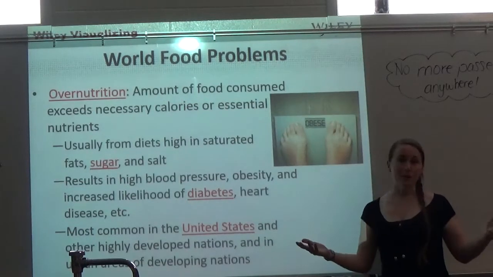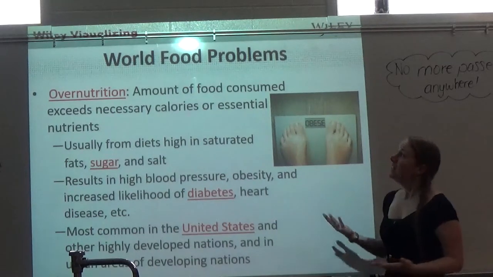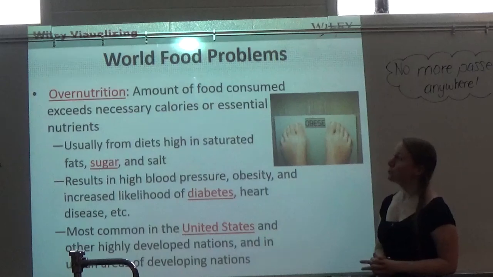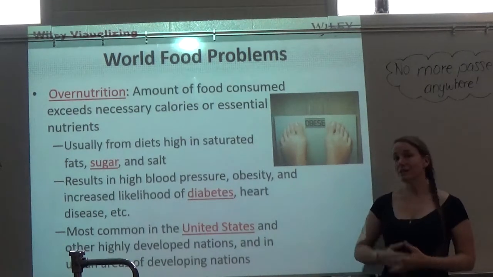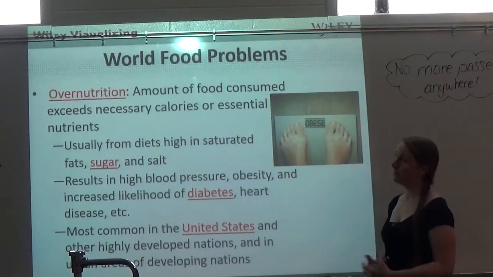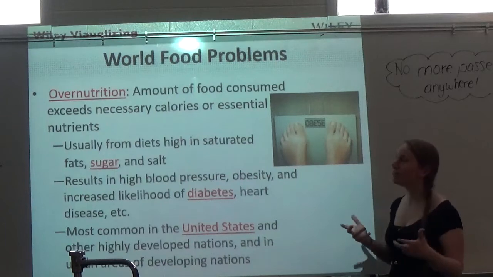The other problem that we deal more with in America is overnutrition. The amount of food consumed exceeds necessary calories or essential nutrients. So in other words, in some countries, they suffer with undernutrition. They have a lot of people not getting enough. In America, we mainly suffer from overnutrition. We're getting more than we need.